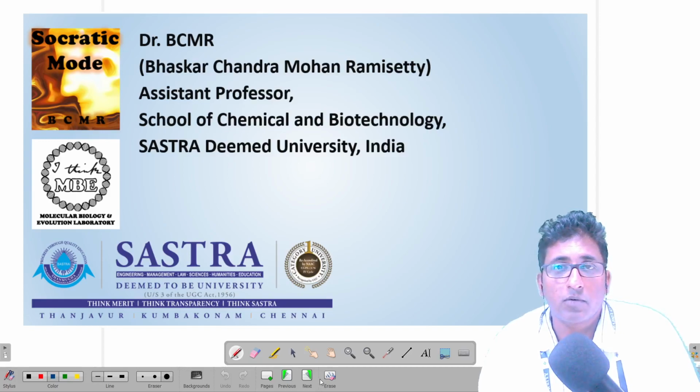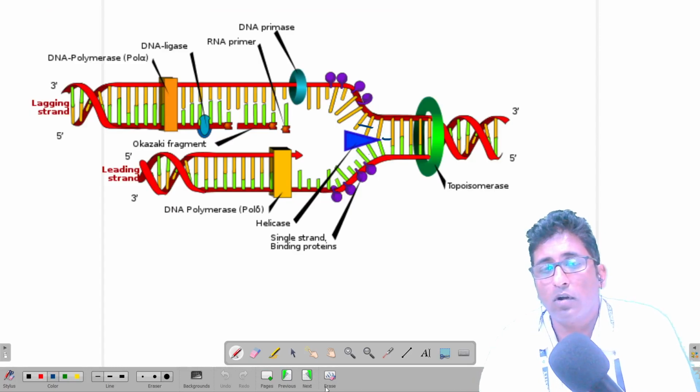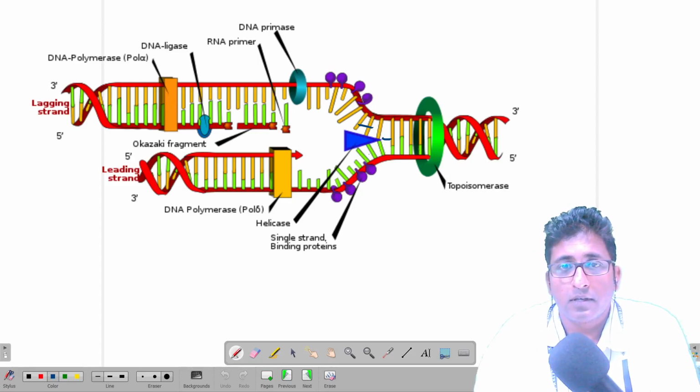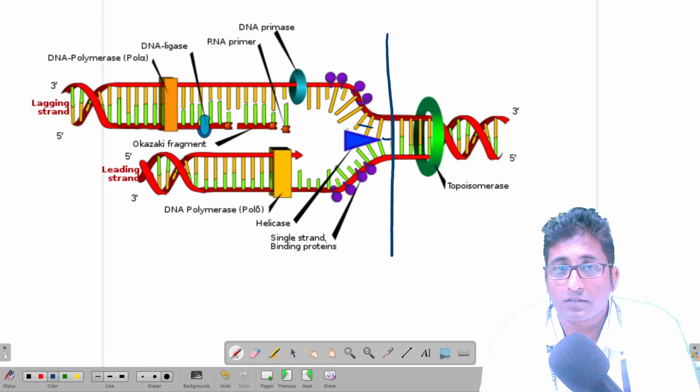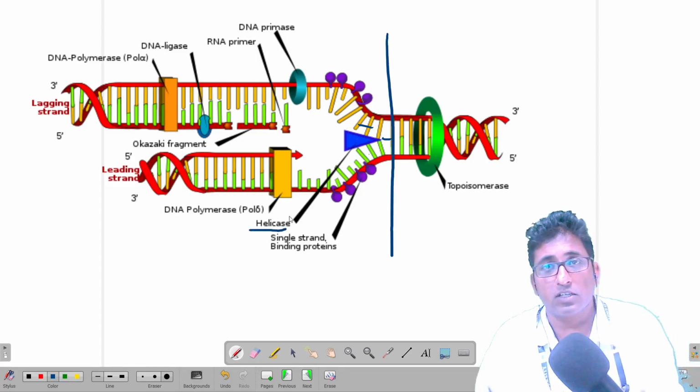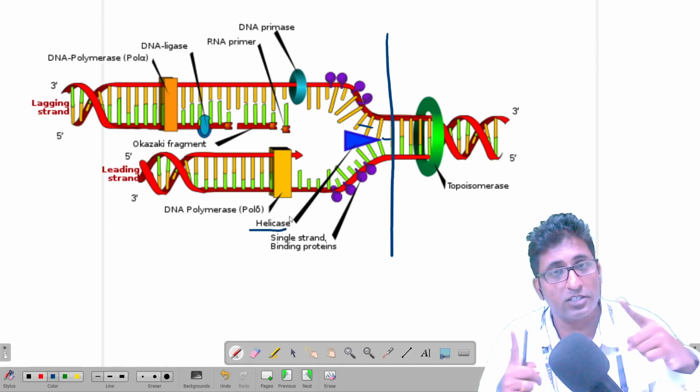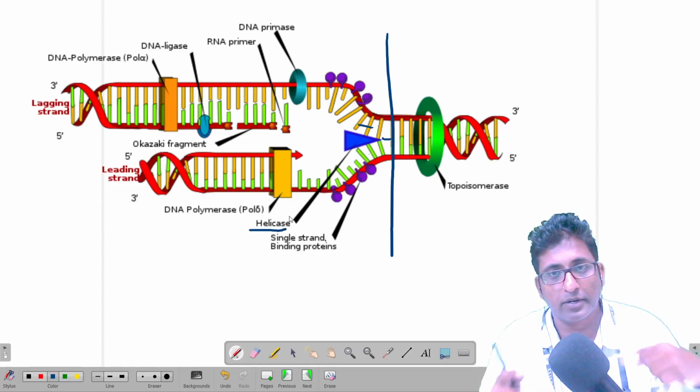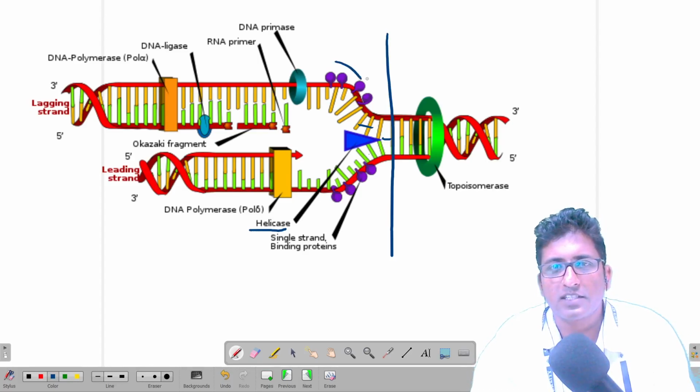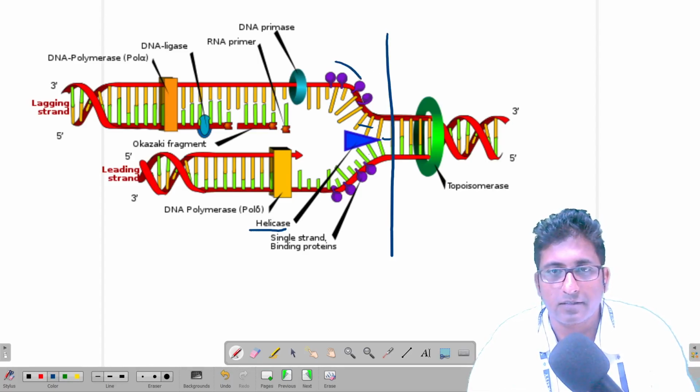We'll talk about some of the beautiful enzymes that manipulate the topological structure or topology of the DNA or the genome. So those are called topoisomerases. If this is a replication fork, where the helicase is the enzyme that is opening or denaturing the two strands so that they are separated, and that will be stabilized by single strand binding proteins and other things.